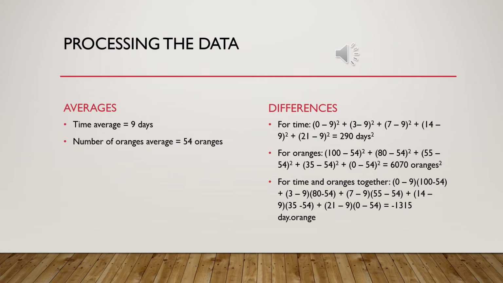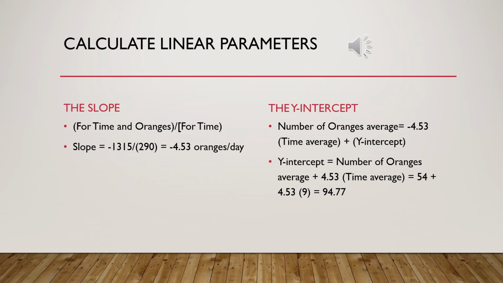We repeated that for the number of oranges, and then the last one, the differences for time and oranges together. So we took all these differences pairwise and multiplied them together, and we summed them to end up with negative 1315. So notice here we have 3 difference sums that we will be utilizing to calculate parameters for the linear equation. So now we're going to calculate the slope and the y-intercept as parameters for this linear equation.